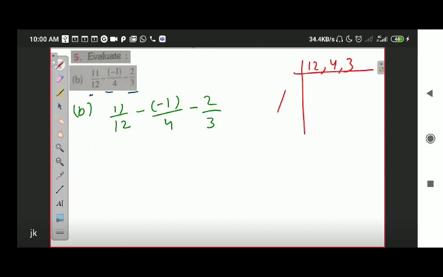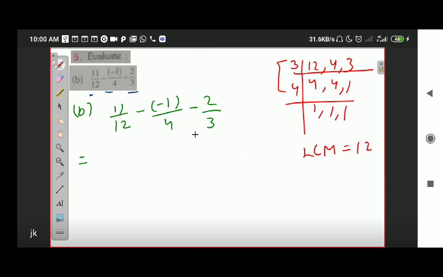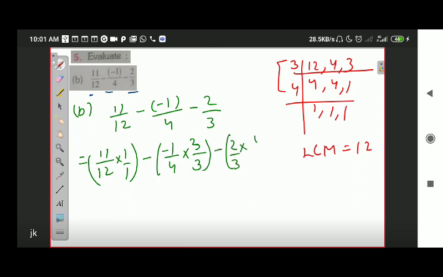First of all, let us take 3. 3 4s are 12. 4 1 4 1 1. So LCM in this case is going to be 3 4s are 12. So we need to convert the denominator of each and every term to 12. Denominator of first number is already 12, so we will multiply it by 1. Minus 1 upon 4 into what should we multiply with 4 to get 12? That is 3. Minus 2 upon 3 into 4 by 4.